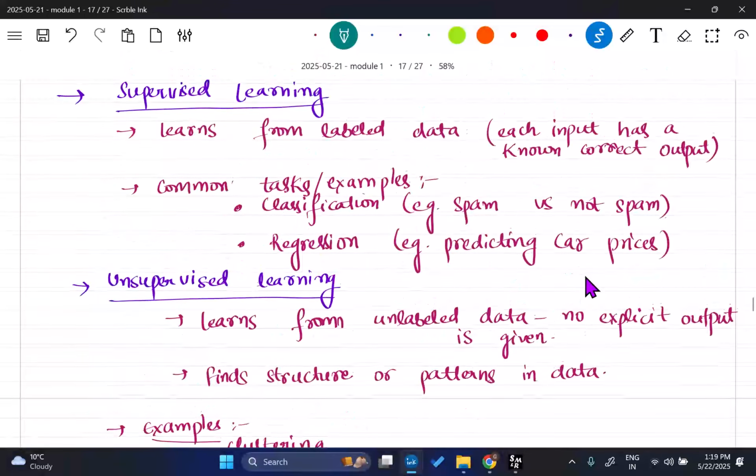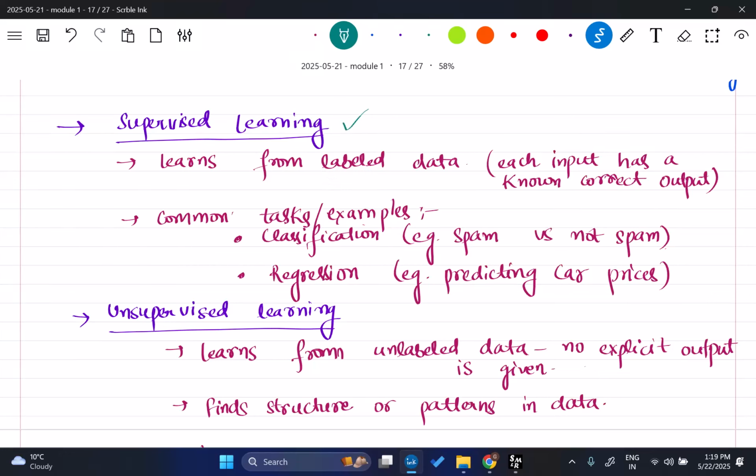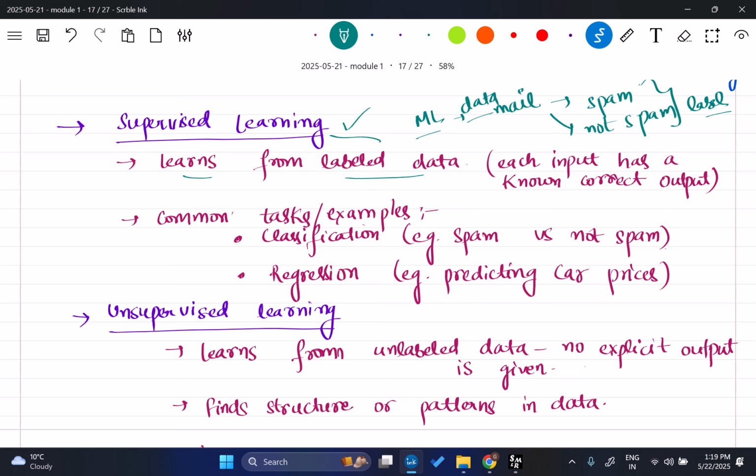Let's start from the first one, that is the supervised learning. So, in supervised learning, what do we have? The ML model learns from the labeled data. Labeled data means, let's suppose you have a mail and you know that whether it is a spam mail or not spam mail. So if you train a ML model based on such kind of data where the labels are given to you already, labeled data, that is what I have written here. When a ML model learns from labeled data, that means each input has its correct output. So such category is known as supervised learning.